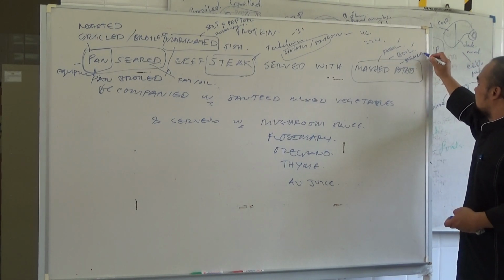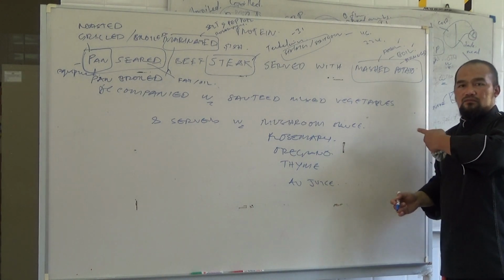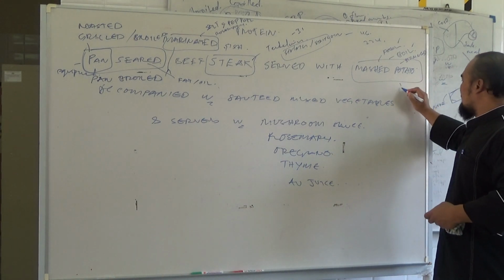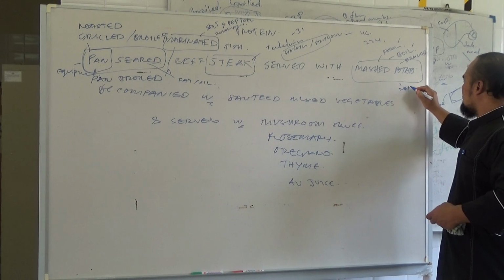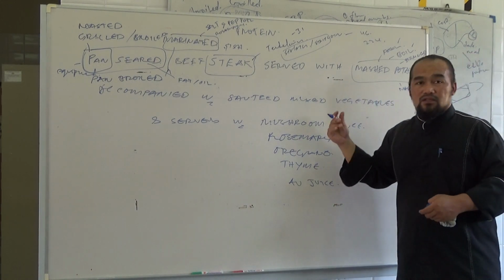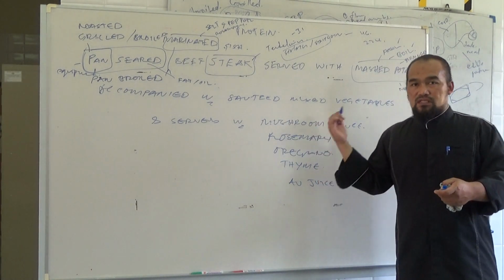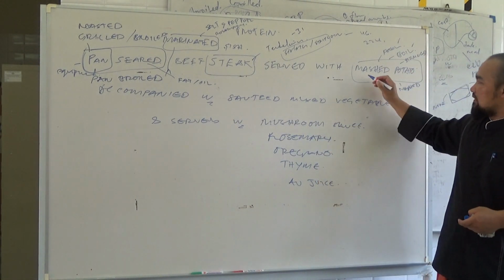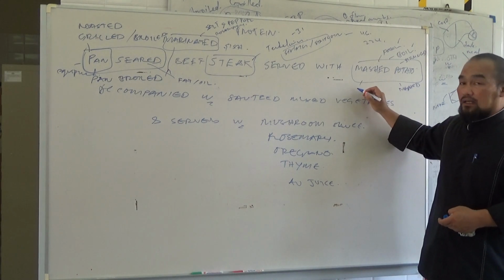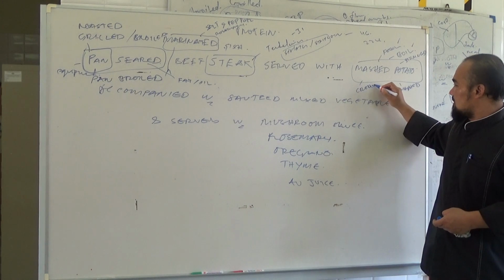Once you strain, what do you do? Mash it. M-A-S-H-E. Okay. Then you add the cream, salt, and pepper to season. So after this you're going to prepare the what? Croquette. You still remember?